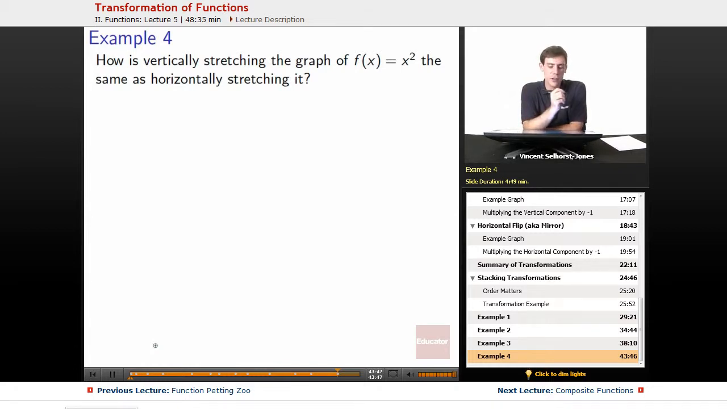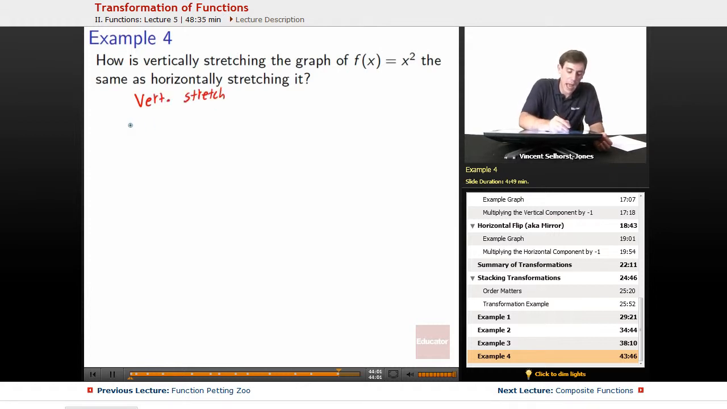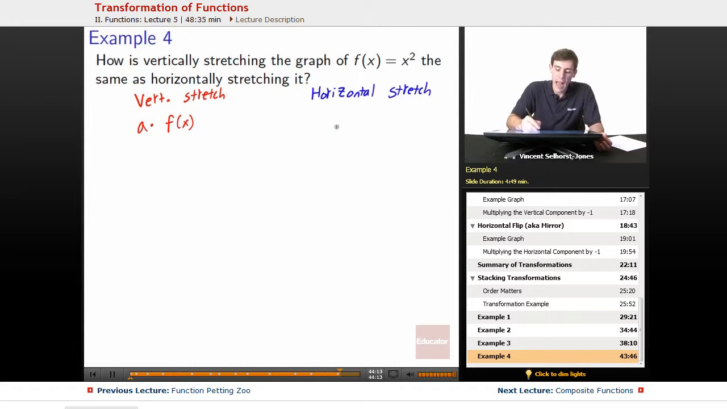For example, how is vertically stretching the graph of f of x equals x squared the same as horizontally stretching it? So remember, a vertical stretch is done by a times f of x. Horizontal stretch is done by f of a times x.